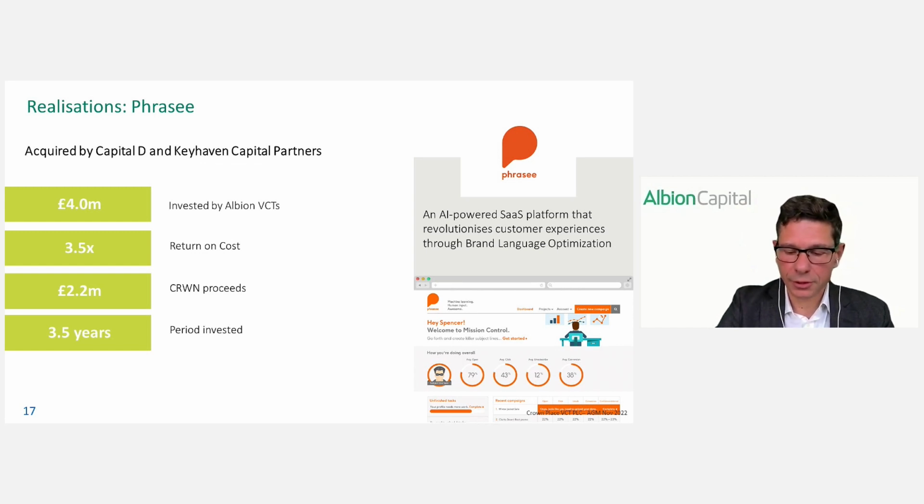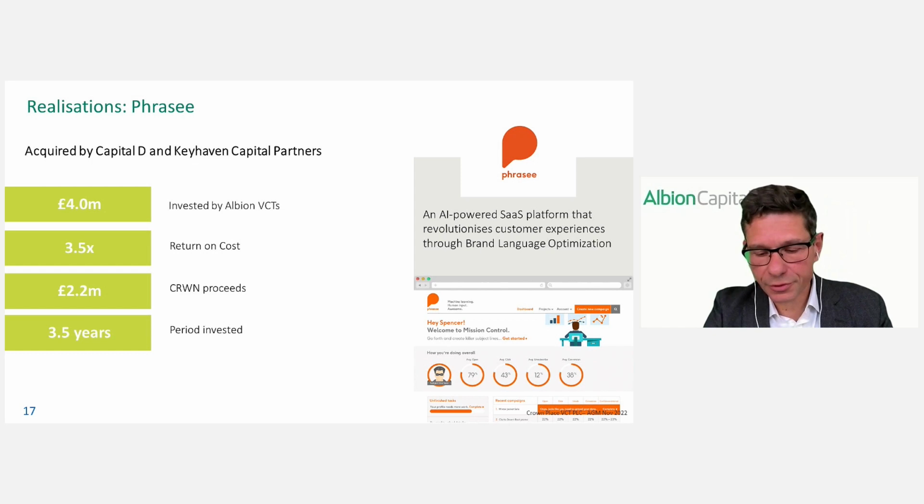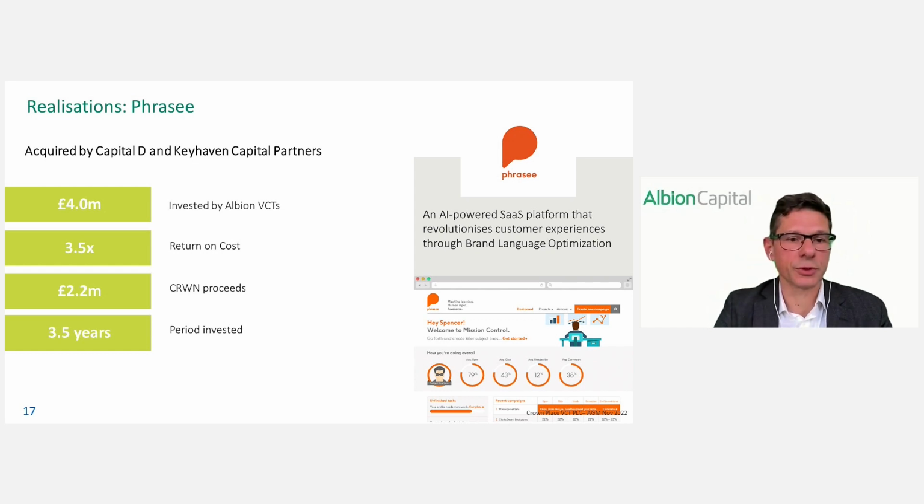Frazee was another company that we exited during the year. Frazee provides brand optimized language using generative machine learning models and processes, in essence creating the best possible text for brands to use in their marketing campaigns. It was acquired by a growth capital fund called Capital D. The Albion funds invested 4 million 3.5 years ago, and the return on cost was 3.5 times. Crown Place received 2.2 million in terms of proceeds from the sale. Next slide, please.